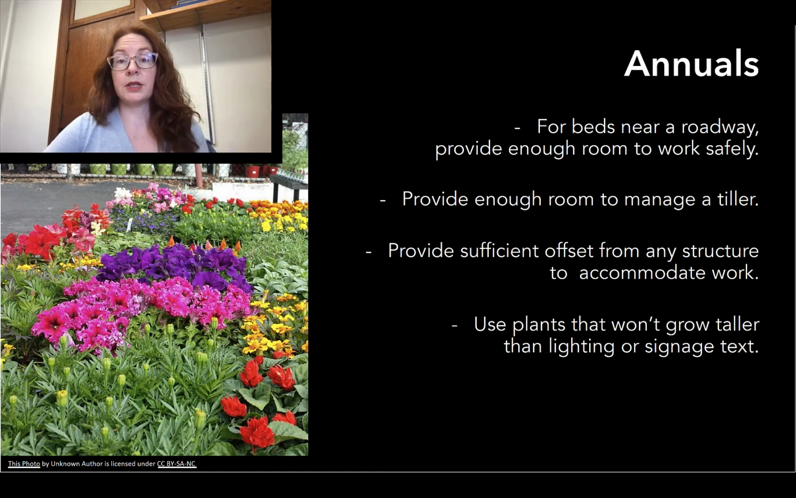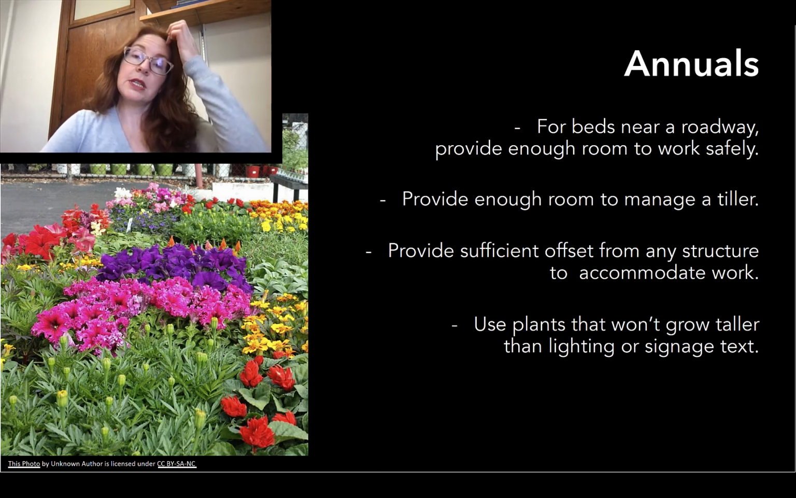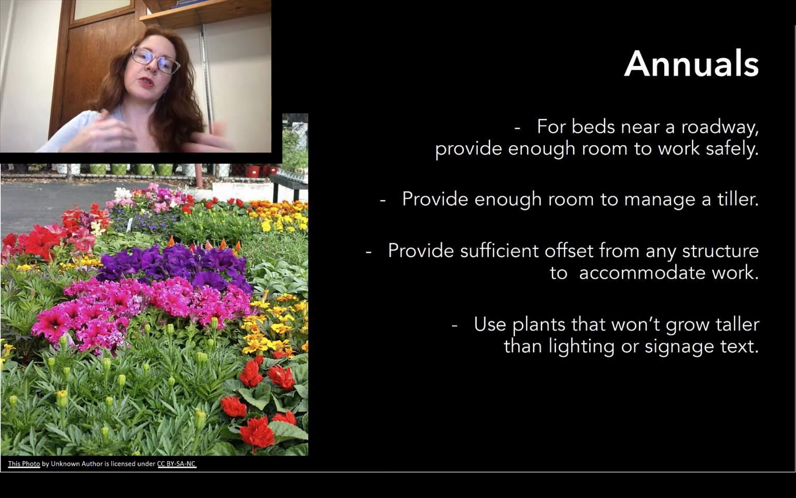We also need to remember that oftentimes annual beds are prepared with a little tiller. And so, just recognizing that it's not just going to be one person's body, it's going to be somebody operating a small tiller. If there's any adjacency with a building or some sort of structure, keeping these same things in mind about providing enough work space is a good idea so that there's some offset between those annuals and that structure.